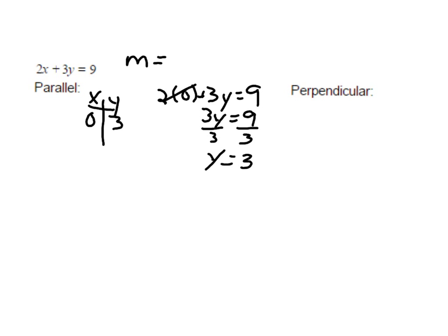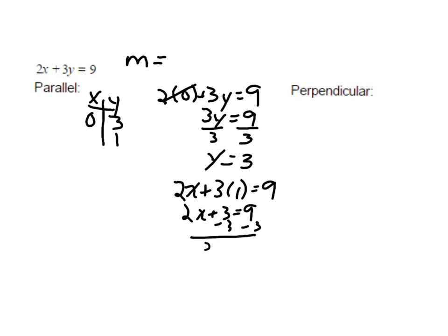I'm going to go ahead, let's say I plug in 1 for Y. So I have 2x plus 3 times 1 equals 9. Okay, so I have 2x plus 3 equals 9. Subtract 3, both sides. 2x equals 6. Divide both sides by 2. And I'm left with x equals 3. Okay, so I have my 2 points. I'm going to find my slope now.